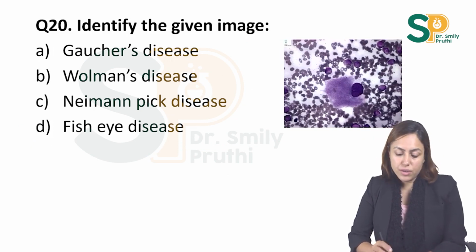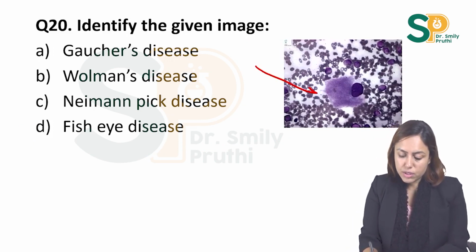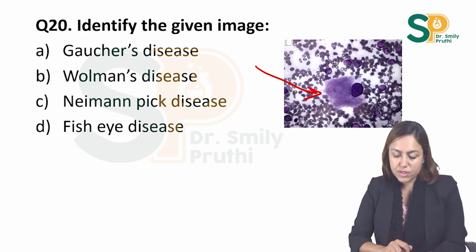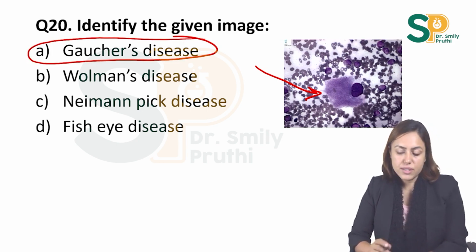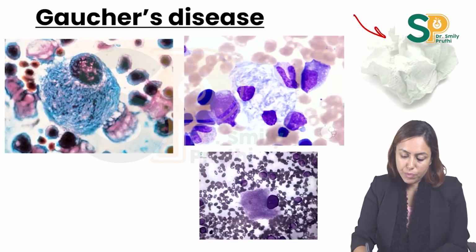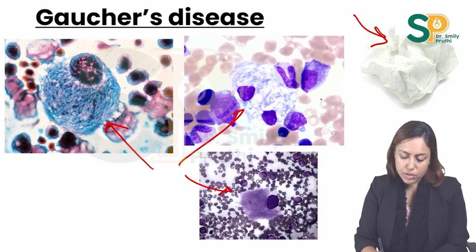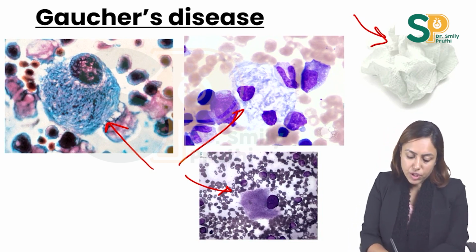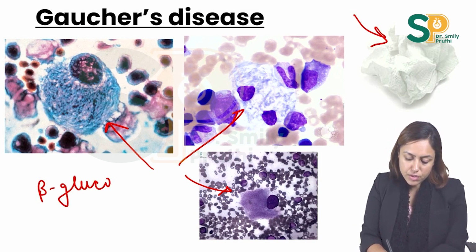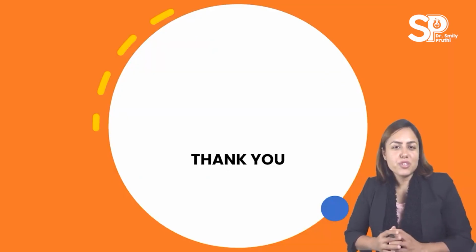Then last question here, image based question. This cell is given, what is this diagnosis? This is Gaucher's disease. Gaucher's disease has crumpled tissue paper like appearance of the cell. So this cell or this cell or this cell, this is crumpled tissue paper like. And which enzyme is deficient? It is beta-glucosyl ceramidase. Beta-glucosyl ceramidase, right?